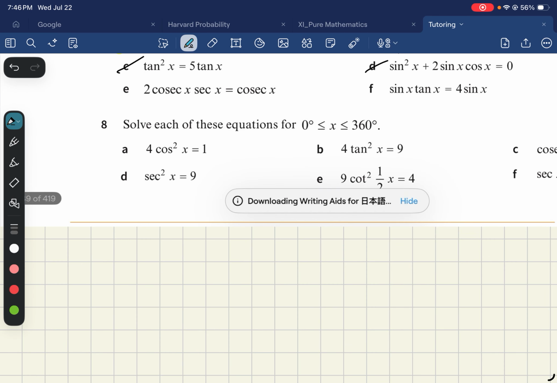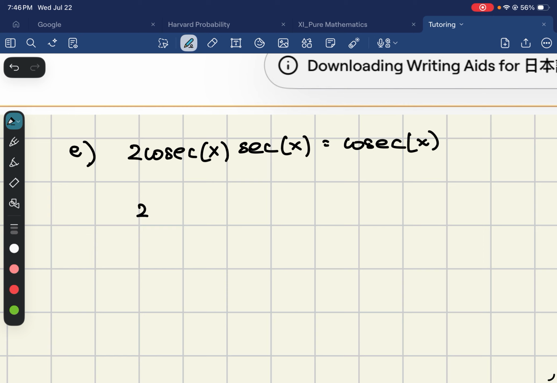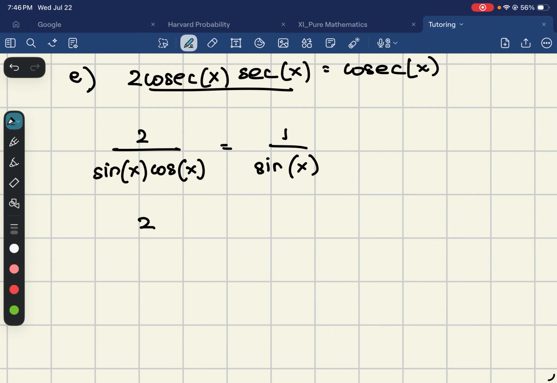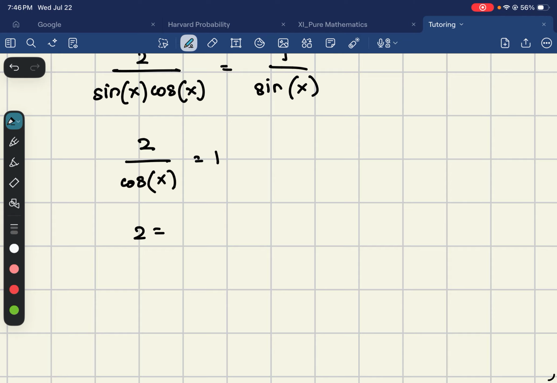So part E tells me 2 cosecant x secant x is equal to 2 cosecant x. Now we are more comfortable with working with sine and cosine, so let's write this as 2 divided by sine x cos x, because this is just 1 over cos x, 1 over sine x, is equal to 1 over sine of x. And if I multiply both sides by sine of x, I get 2 over cos of x is equal to 1. And this tells me that cos of x is equal to 2.